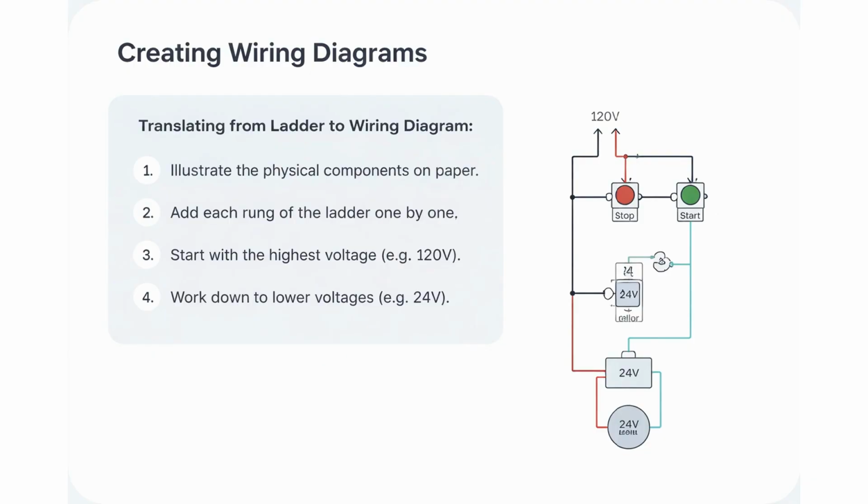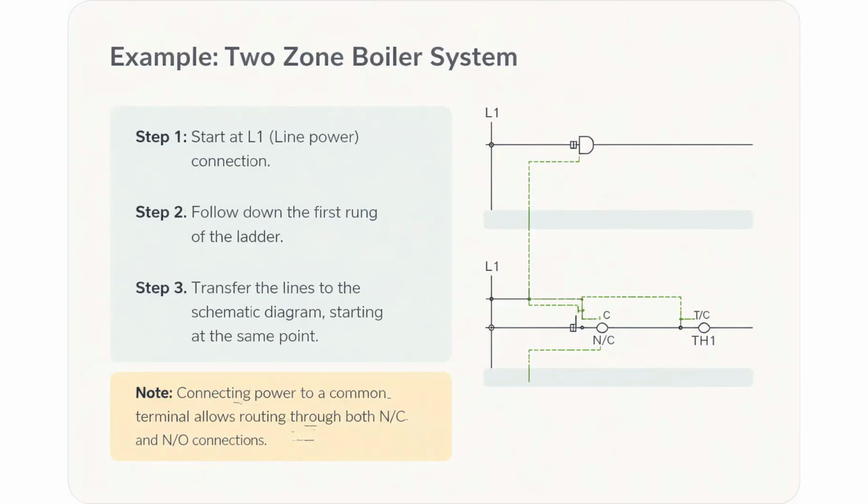Let's look at a practical example using a two-zone boiler system. You start at the L1 line power connection on your ladder diagram and trace the first rung. Then, you draw that exact same electrical path onto your schematic diagram, making sure to connect to the proper terminals, like the common terminal on a relay center. You repeat this process, tracing and drawing, until the entire circuit is mapped out.